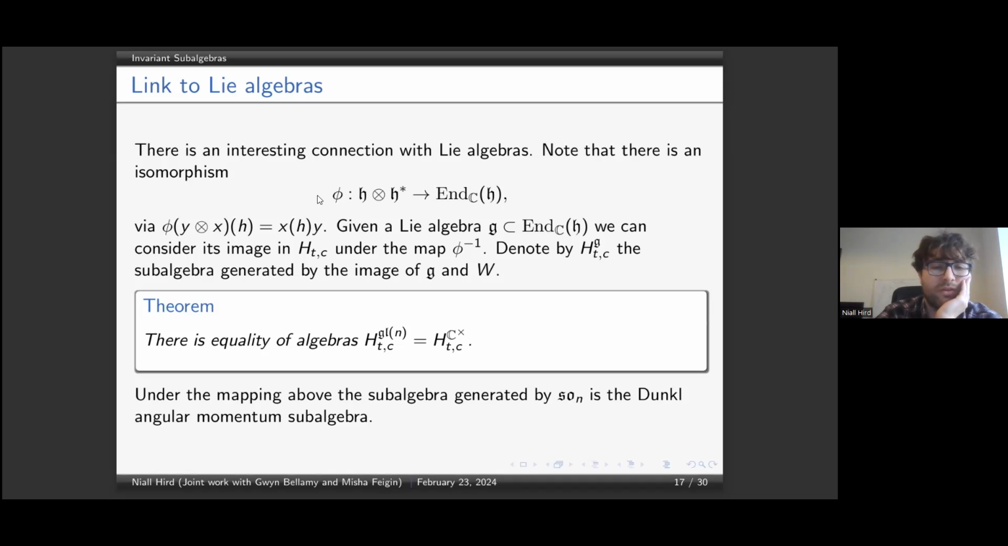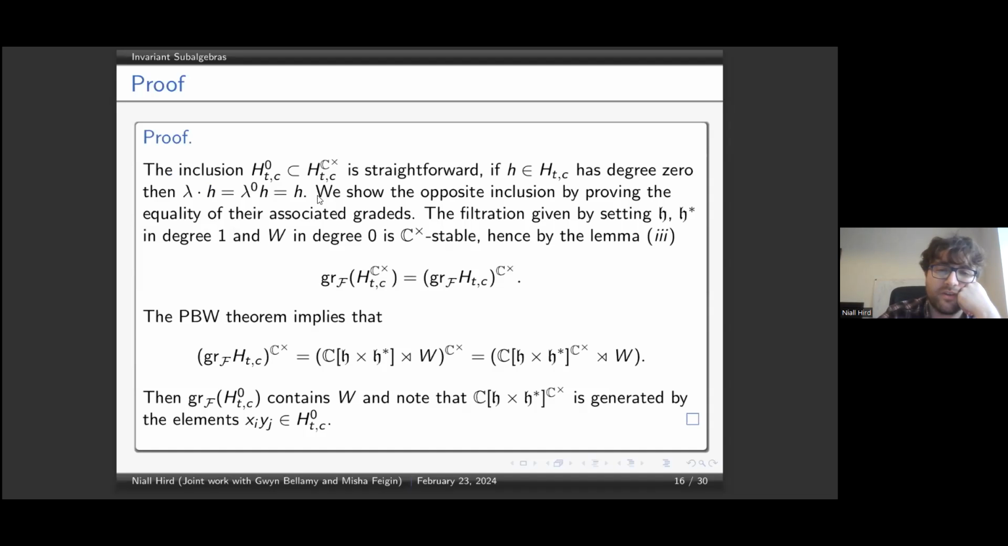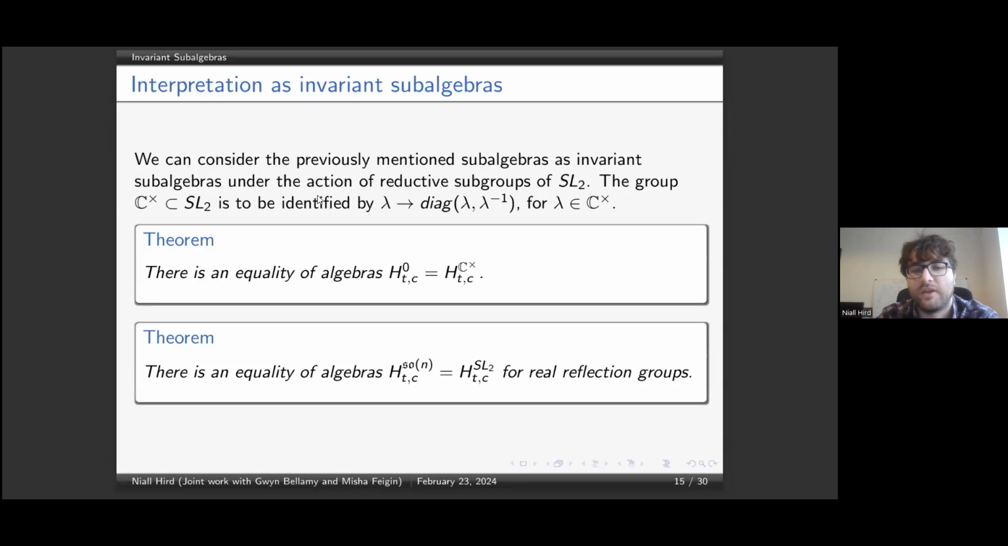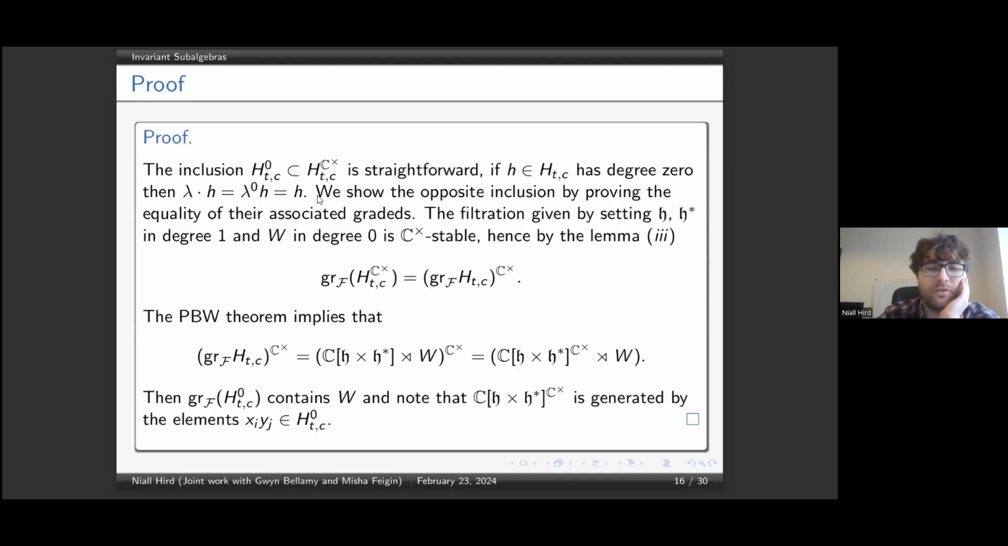And so it turned out that for the units of C, the Lie algebra that generates the same subalgebra is GL of n. And we have an equivalent theorem for the Dunkl angular momentum algebra, but it's not here because it's sneakily given in the previous slide, right? So HSON is the same as HSL2, and it follows that same rule.